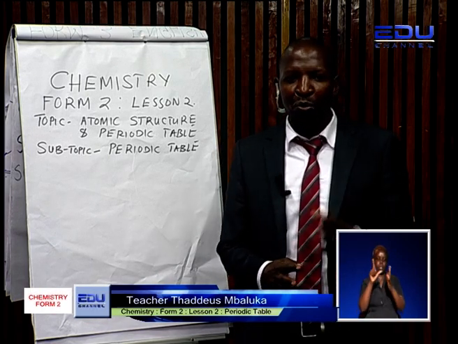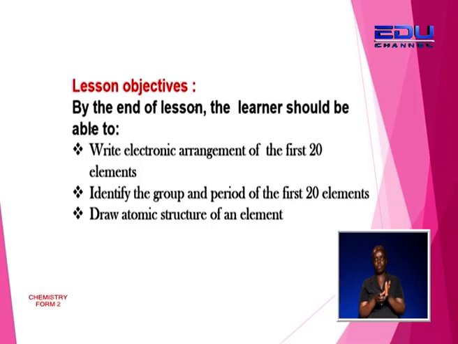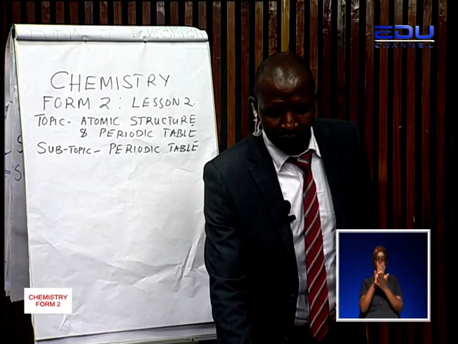the lesson objectives. By the end of the lesson today, the learner should be able to write the electronic arrangement of the first 20 elements. The learner should also be able to identify the group and the period of the first 20 elements. And finally, the learner should be able to draw the atomic structure of an element.